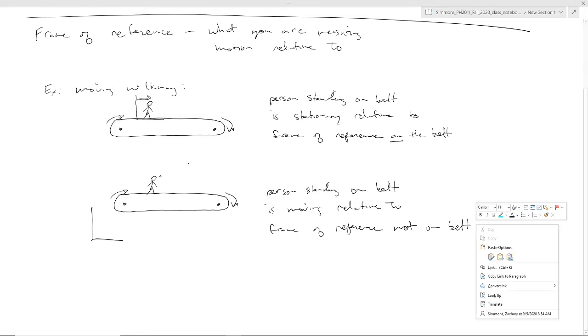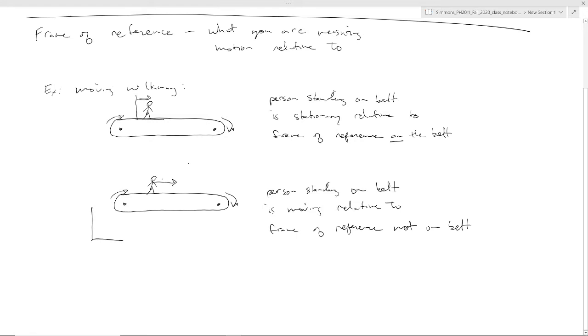How we can indicate this in drawings a lot of times is with arrows. An arrow is to indicate a vector. Notice in the upper drawing there's no arrow on the person because they're stationary. It would be a vector of length 0, in other words. Whereas with the second drawing, I put an arrow on them to indicate they're moving, and they're moving to the right.